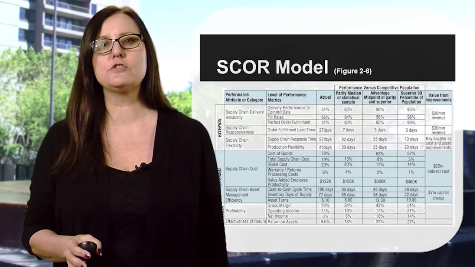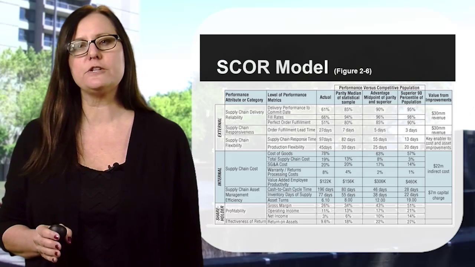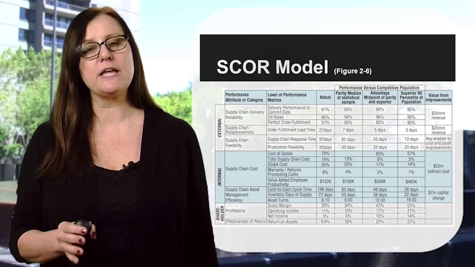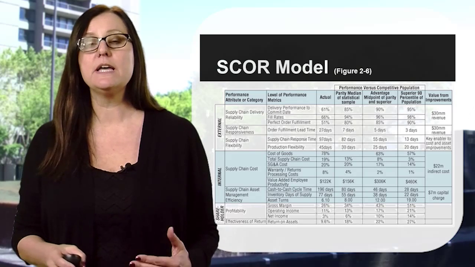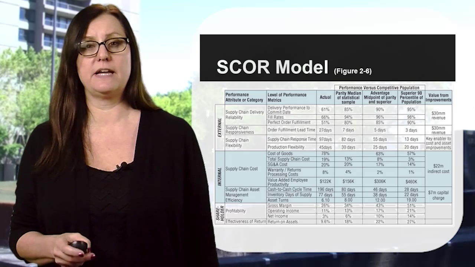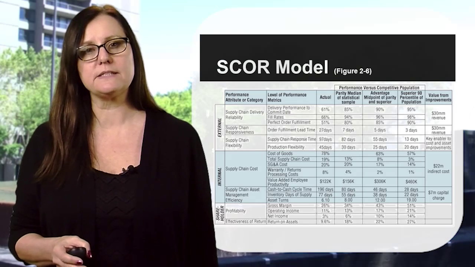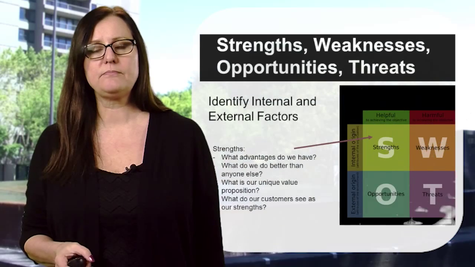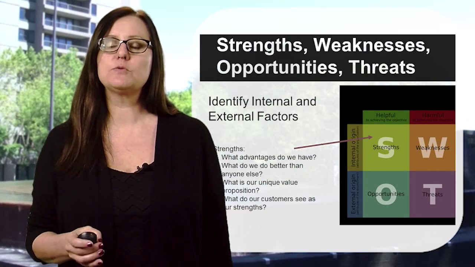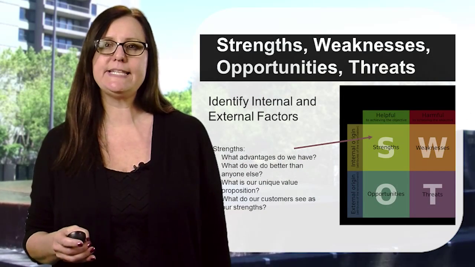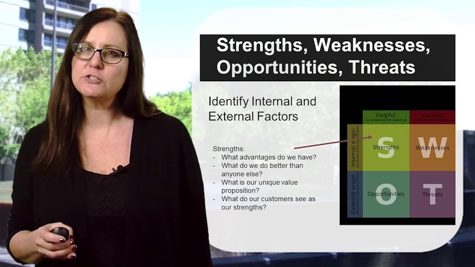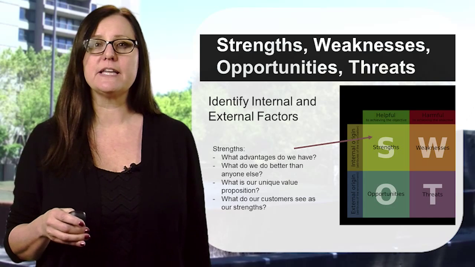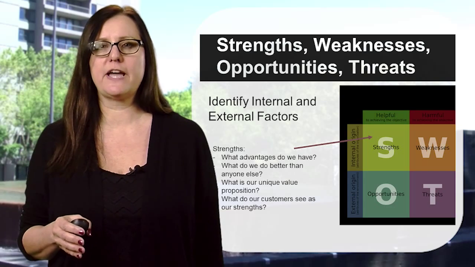Another one is the SCORE model. This comes from figure 2.6. This is a pretty good example, and there's a lot of detail in the book. This could be another strategic analysis tool you might want to practice and apply it to a company of your choice. The SWOT is really popular because it's pretty easy to use. It's asking a bunch of questions and you fill out the different boxes. So you're identifying internal and external factors.